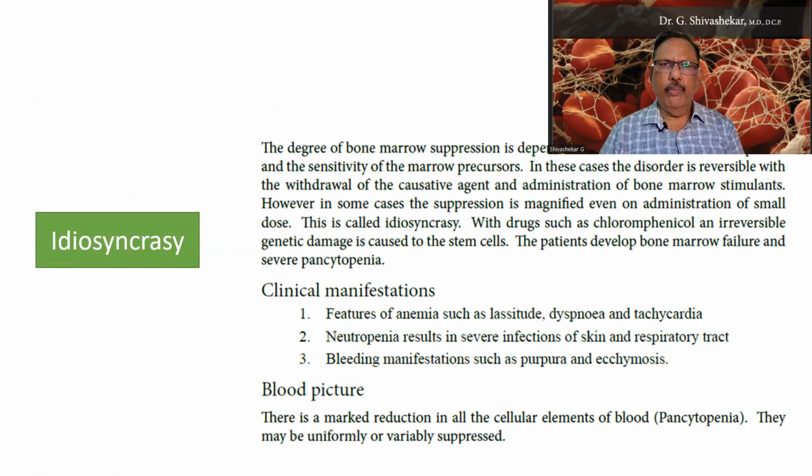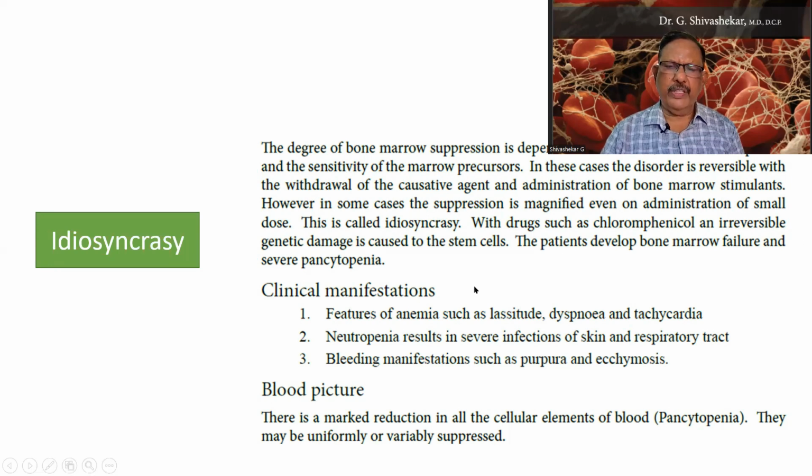The degree of bone marrow suppression depends on the severity of the causing agent. However, there is one element called idiosyncrasy. When we are exposed to the insulting agent initially, the damage is not much. But subsequently, even a trivial exposure causes a severe reaction, which is called idiosyncrasy. This happens in the case of chloramphenicol, which can result in massive aplasia.